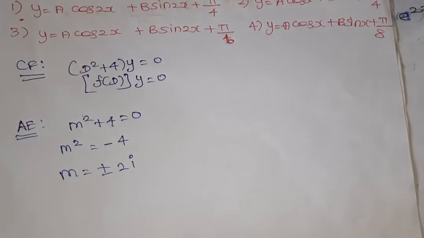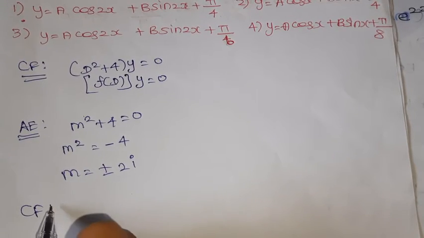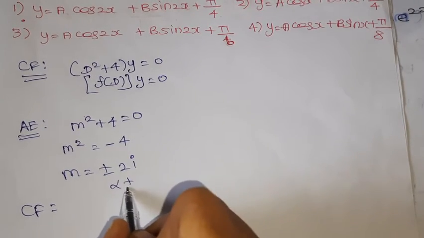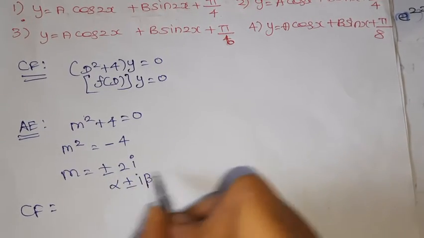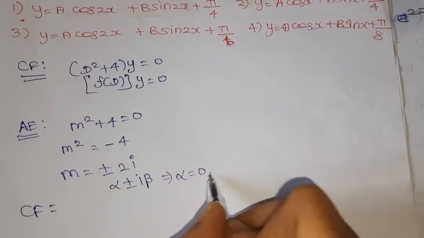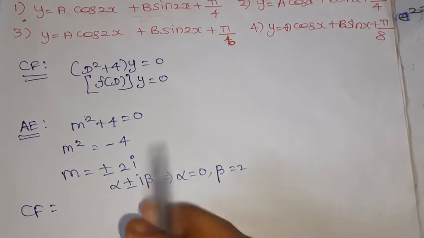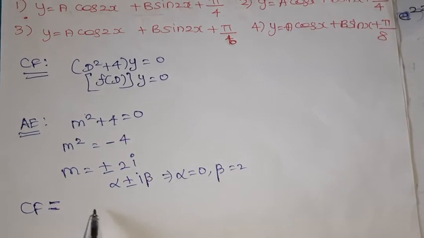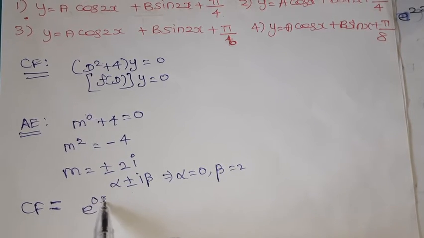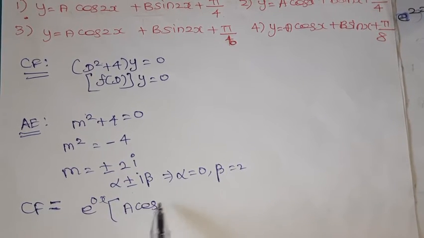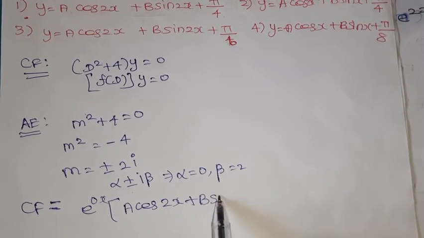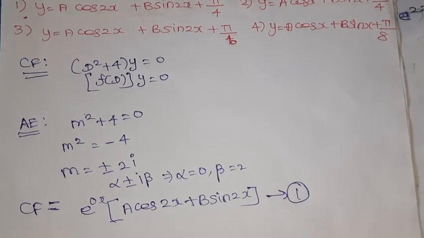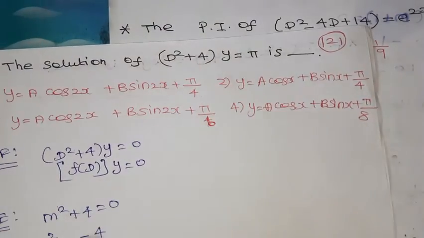The roots m1 and m2 are complex conjugates, of the form alpha plus or minus i beta. Alpha here is 0 and beta equal to 2. So the procedure: e power alpha x, e power 0x, into a cos beta x plus b sin beta x, that is a cos 2x plus b sin 2x, since beta value is 2. So this is the complementary function. Say it is equation 1. Then we need to find the particular integral.